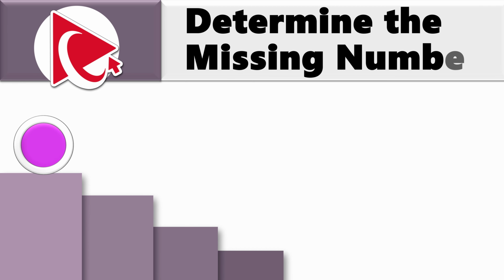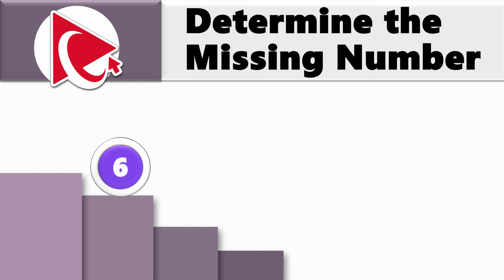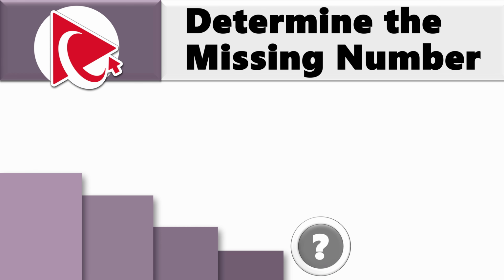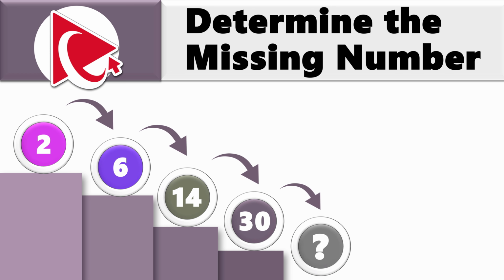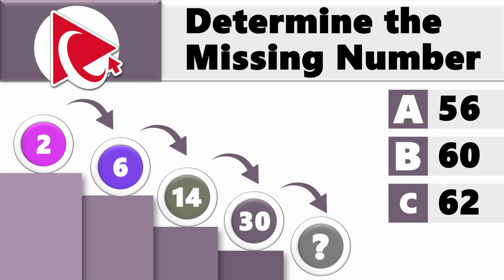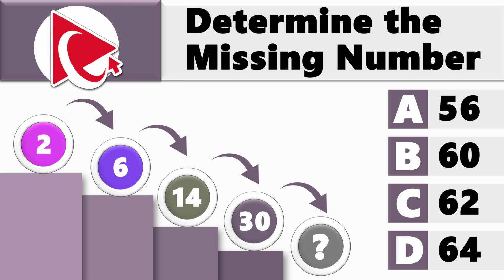You're presented with a ball, which falls on the stairs, and with each fall, it changes the number. The numbers starting from the top are 2, 6, 14, 30, and then comes the missing number, which you need to determine and select out of 4 possible choices. Choice A, 56, choice B, 60, choice C, 62, and last but not least, choice D, 64.